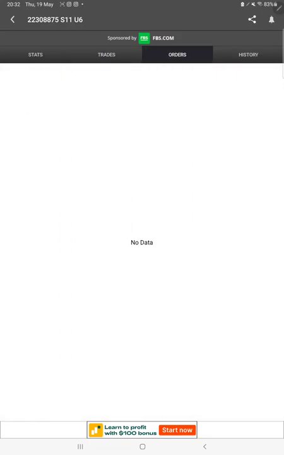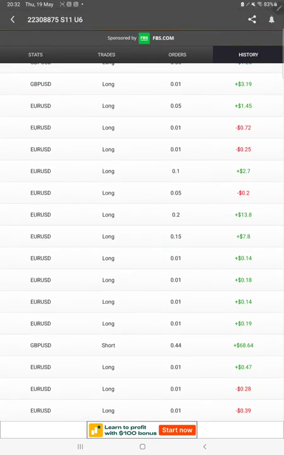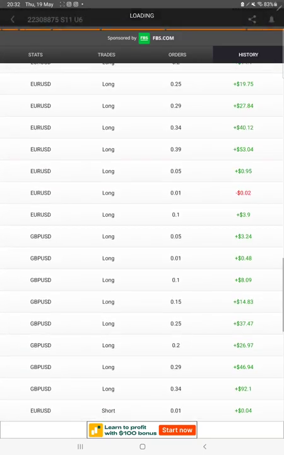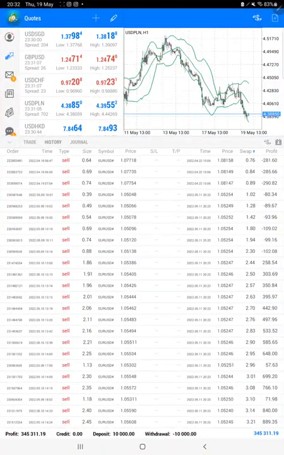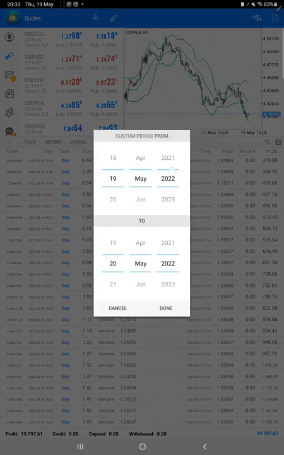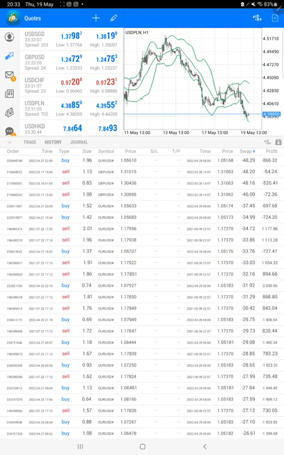Here we can see the pending orders, and in history we can see whatever currency pairs we have traded, how much lot size we have used, and how much profit and loss we have booked. After that, we have the next option to verify all the trading history on MT4. We just have to select a custom period here and the complete history will be available.